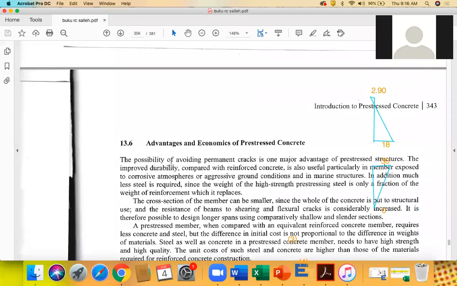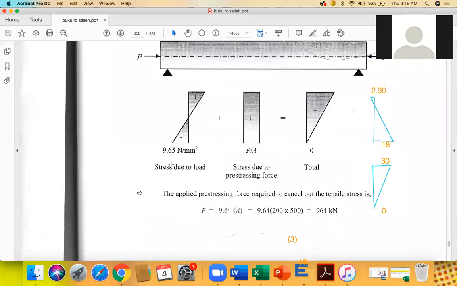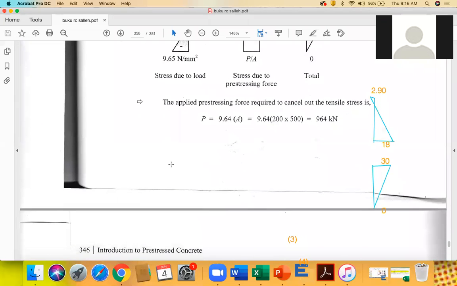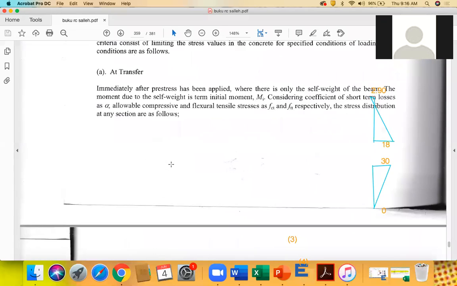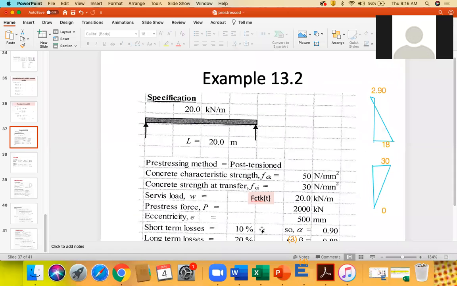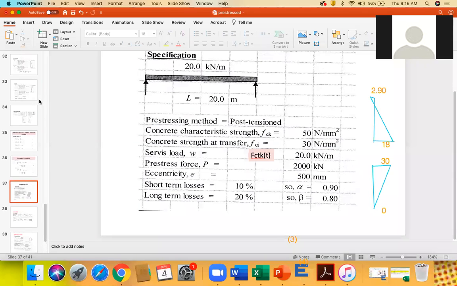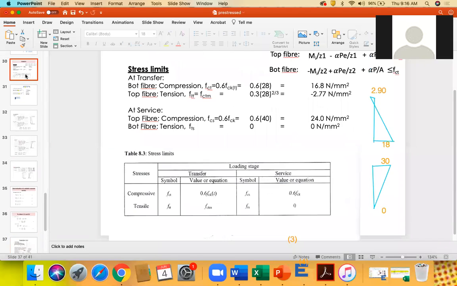Doctor, sorry, Ana tanya. For the stress limit at transfer, I want to ask about the top fiber. The FCTM, do we have to obtain it from table 3.1 in the Eurocode, or do we follow the formula like Dr. Sean's, 0.3 times FCI to the power 2/3? Because I see in the Eurocode there are two versions, right? For the top fiber, the FTT, FCTM.